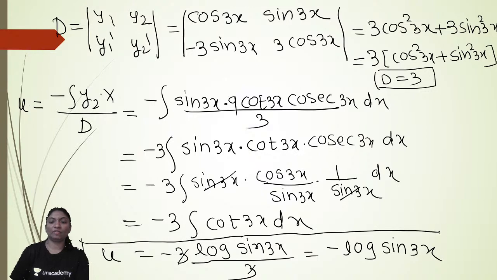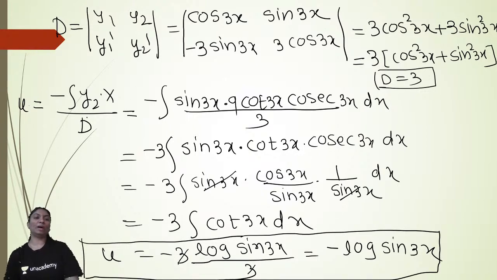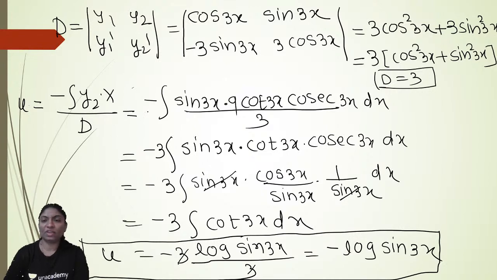Here I am explaining once again how to calculate u. u is equal to minus of integral of y2 into x upon d. So just put the value of y2. Your y2 is sin 3x and here x is given, 9 cot 3x into cosec 3x. Okay, so we already calculated the value of d, d is equal to 3. So minus 3 into integral of sin 3x into cot 3x into cosec 3x dx.